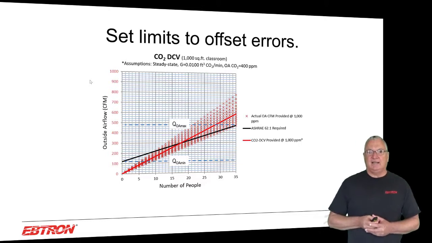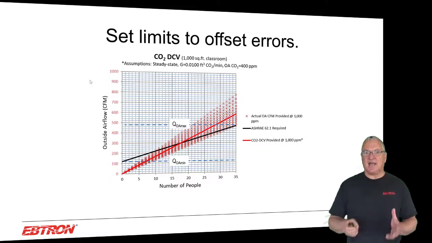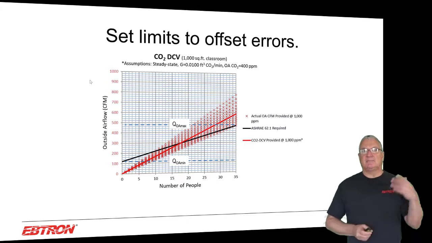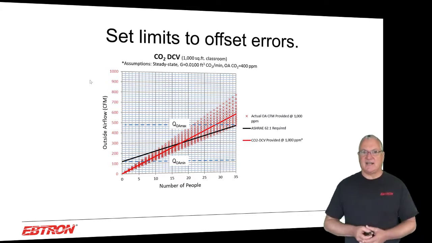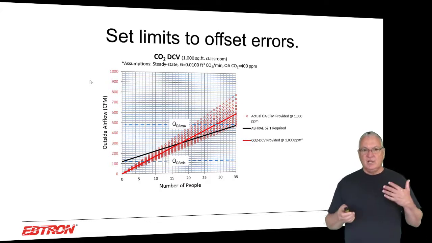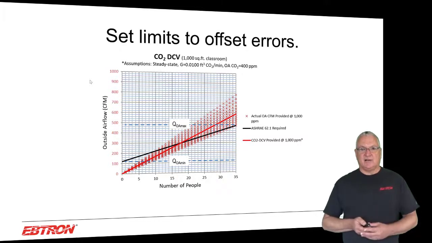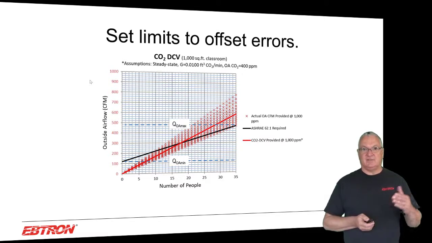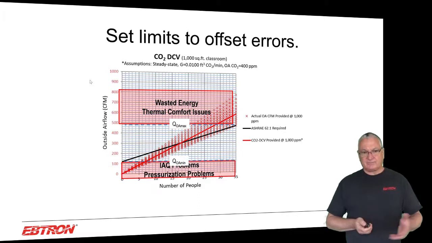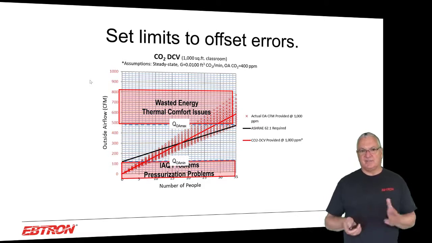All right? And then what we're going to do here is now we have to set limits to offset the errors of the measurement. The CO2 measurement error, the drift of the sensor, the placement of the sensor, all of these things affect its accuracy. The outdoor CO2 level variability, all of these things affect it. There's no reason for us to go above the outdoor air max, and we need to set an outdoor air min, particularly if there's a local exhaust that we have to be concerned with. So we have to get rid of this wasted energy and thermal comfort issues and our IAQ pressurization problems.